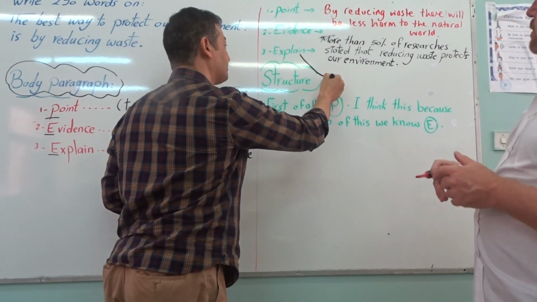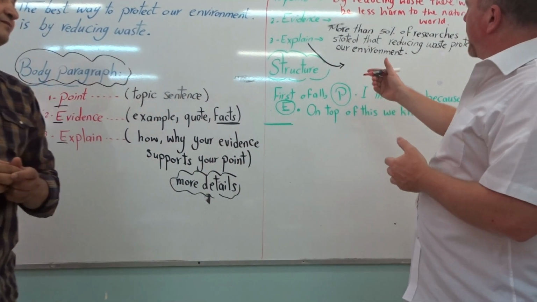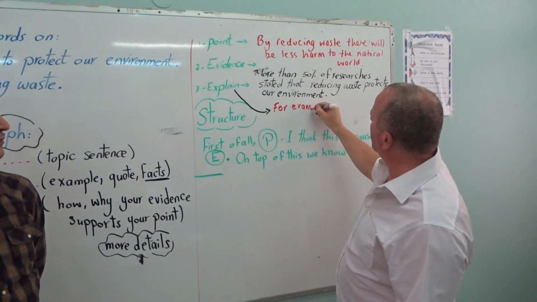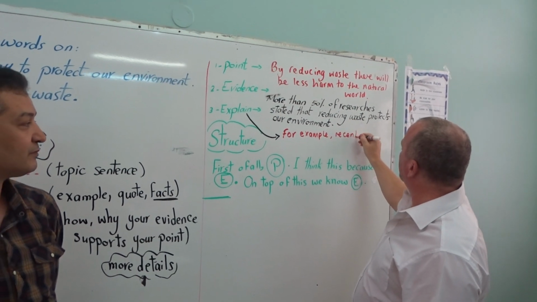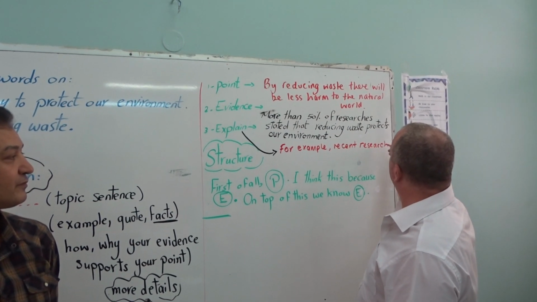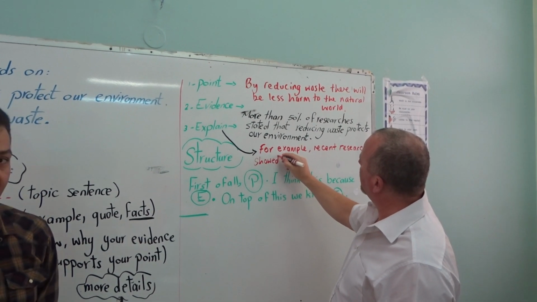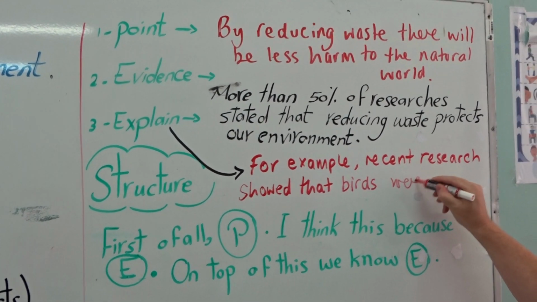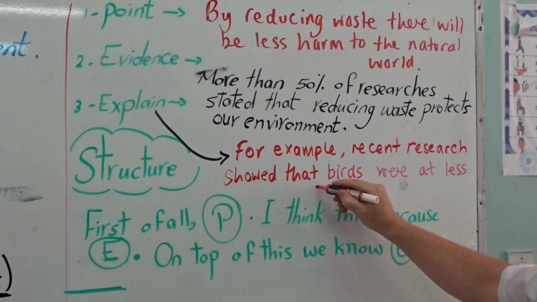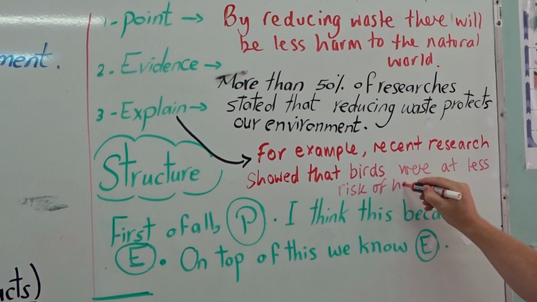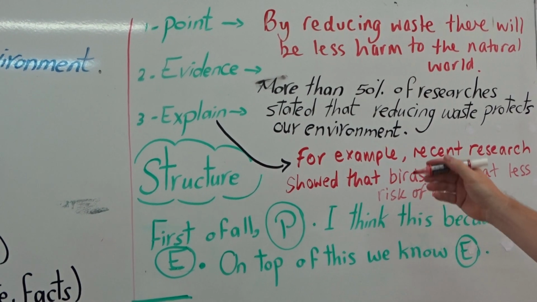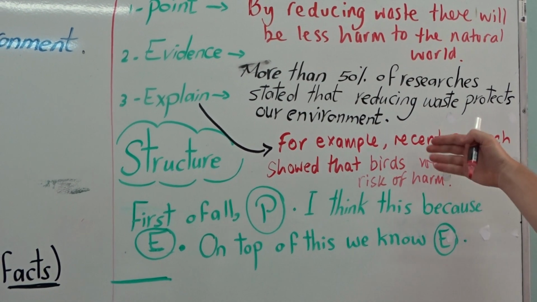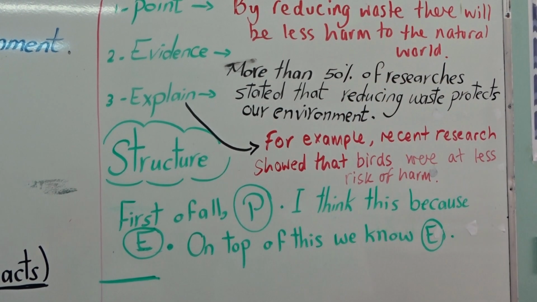Now, Mr. Hugh, can you write us an explanation for this? So now I'm going to give explain by giving an example. So I'm going to write, for example, recent research showed that birds were at less risk of harm. So what I've done here, I've explained this evidence by giving a very specific example. I've talked about bird life, and that supports the evidence and explains the point and the evidence in more detail.